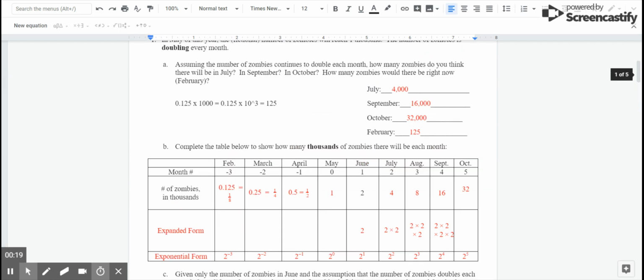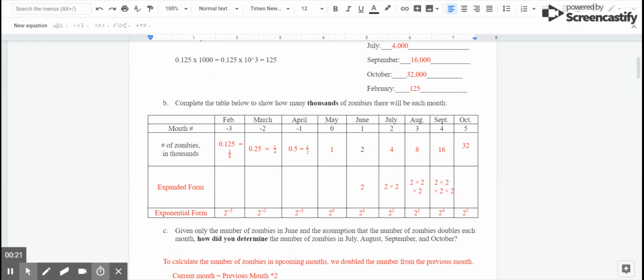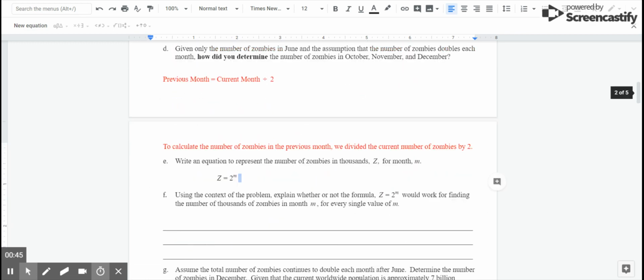Let's revert once again to our table. Take a look at this table. As we get bigger, our number of zombies is going to get bigger too. As we go back in time, our number of zombies is going to get smaller. So let's think about this. In May, there were 1,000 zombies. We've already talked about why in February there were only 125 zombies. Let's use this information and work backwards from there.